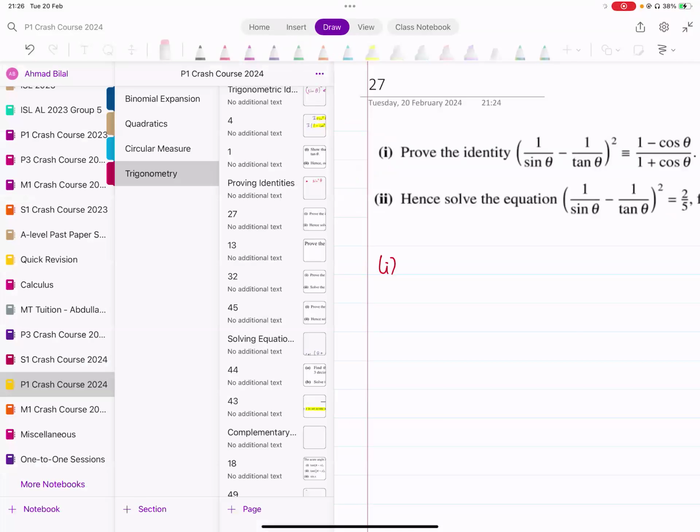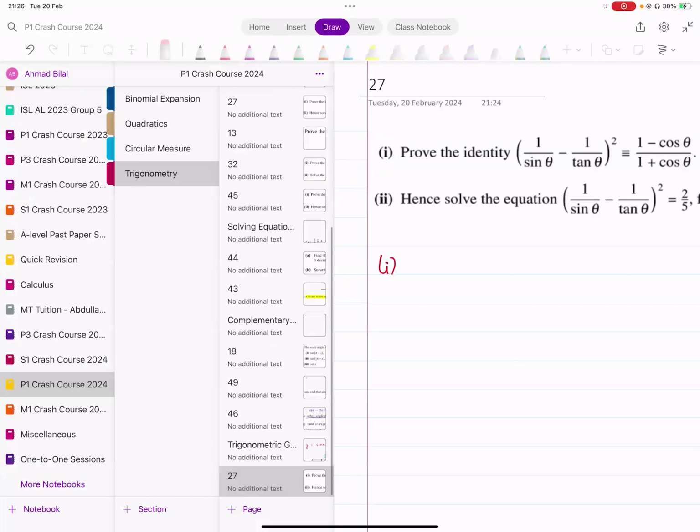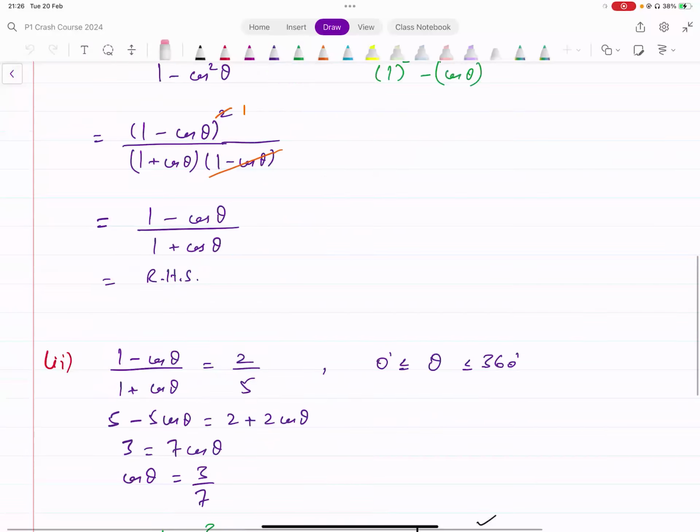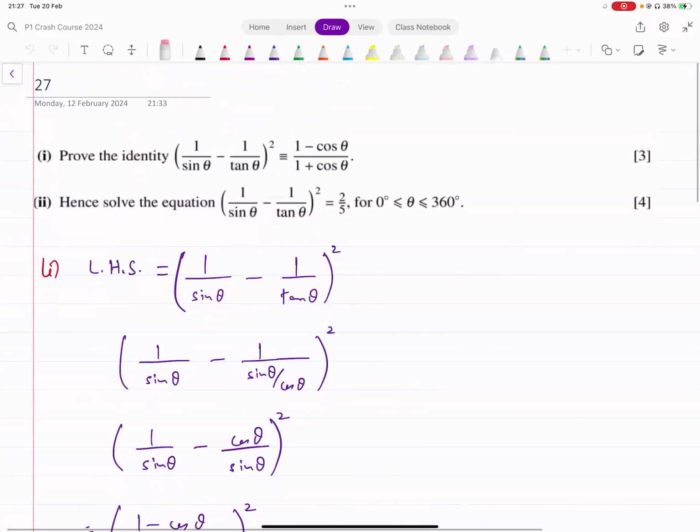Haven't we done this before? This was one of the first few questions that we did on proving identities. Yeah, we have done this before. This was on Monday, 12th February.